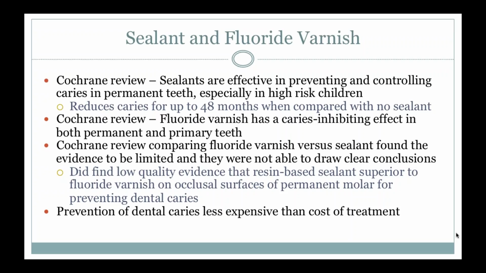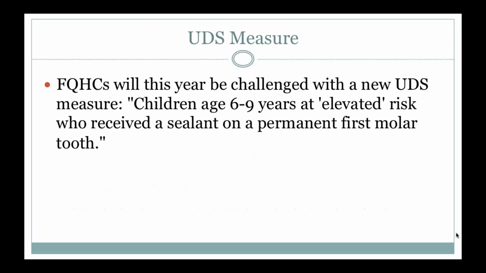And another study found that prevention of dental caries is actually less expensive than the cost of treatment for dental caries. So that's why there's so much push for sealant and fluoride varnish. There's a current UDS measure that FQHCs are challenged with this year: having children aged 6 to 9 years at elevated risk receive a sealant on a first permanent molar tooth. I'm sure you are aware of this.